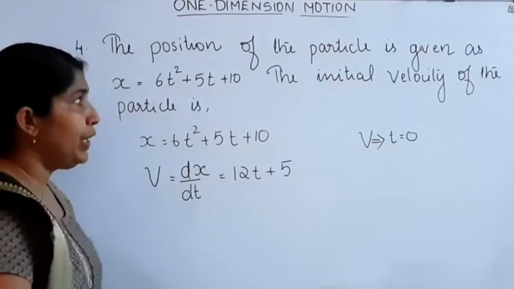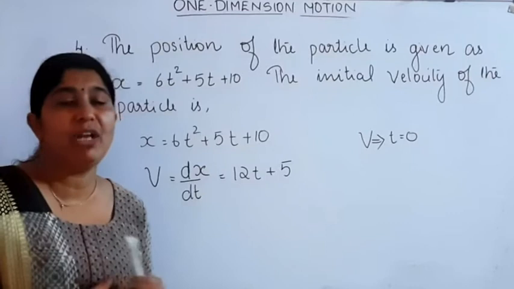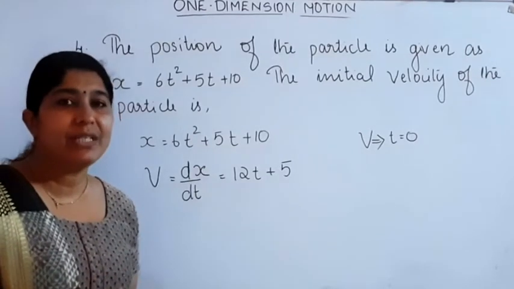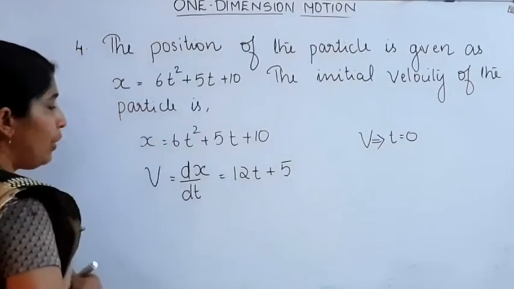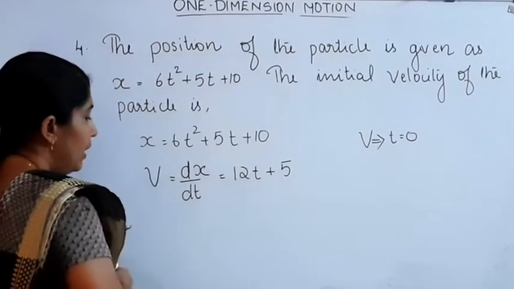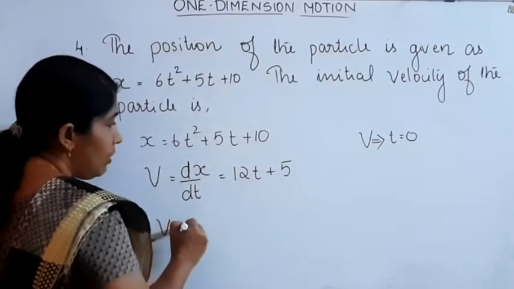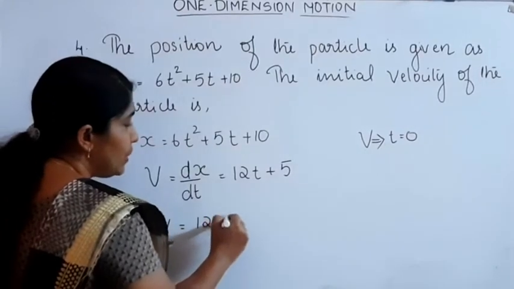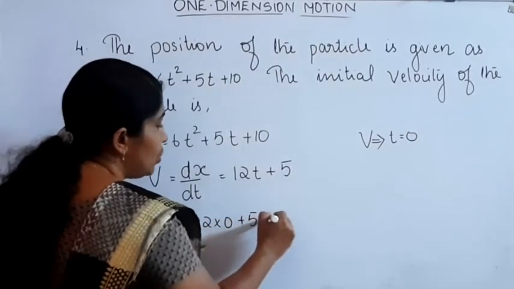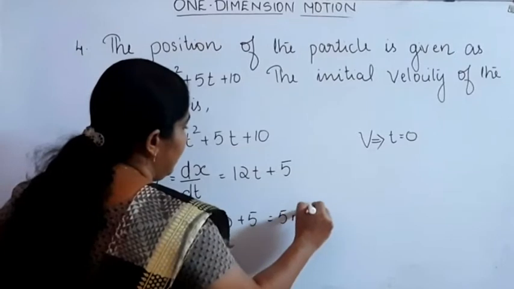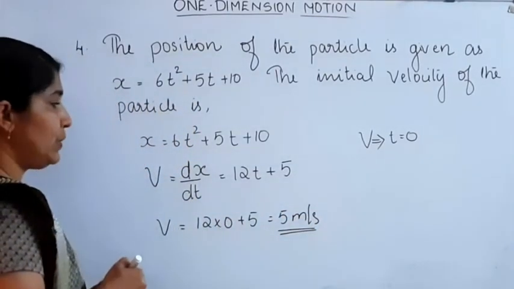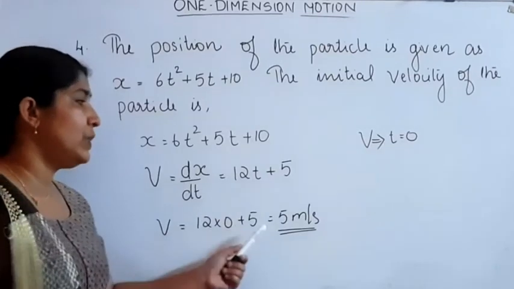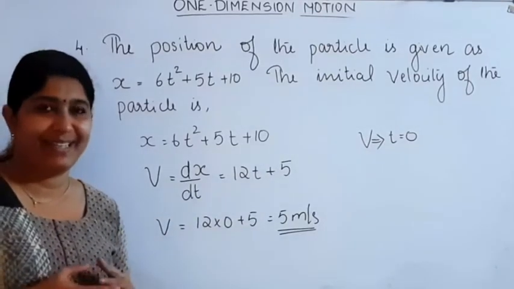Now we want to find the initial velocity. Initial velocity means velocity at time t equal to 0. Now we put t equal to 0. Therefore, velocity v is equal to 12 into 0 plus 5, which is equal to 5 meter per second. This is the initial velocity of the particle. Initial velocity is equal to 5 meter per second.